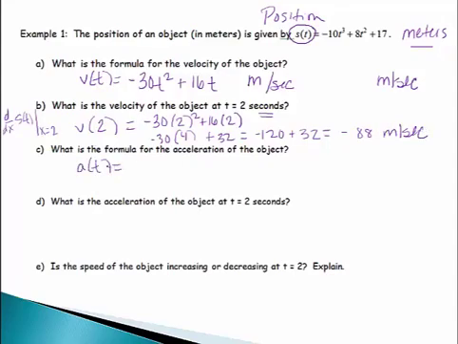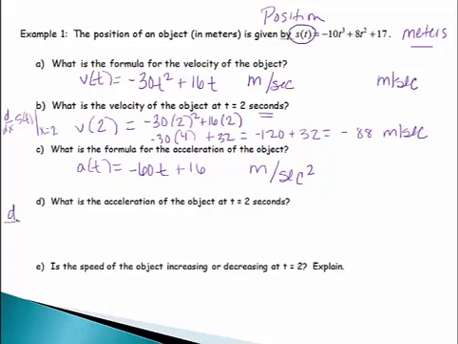Now the acceleration function, which is the first derivative of my velocity. So 2 times negative 30, and I drop down an exponent. 1 times 16. And again, because this was meters per second and I'm going down one level, this would be meters per second squared. What's the acceleration of the object at 2 seconds?